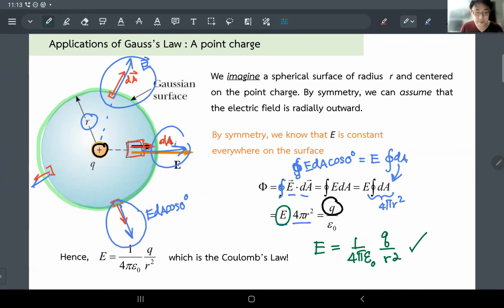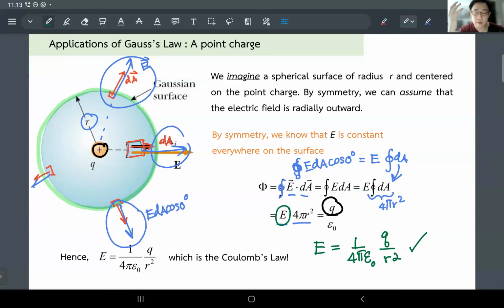Yeah, it's Coulomb's law back here. Okay. That's a wow moment here, guys. Isn't that cool? So that means just doing Gauss's law, right? You can get back to Coulomb's law. That is so cool. All right.